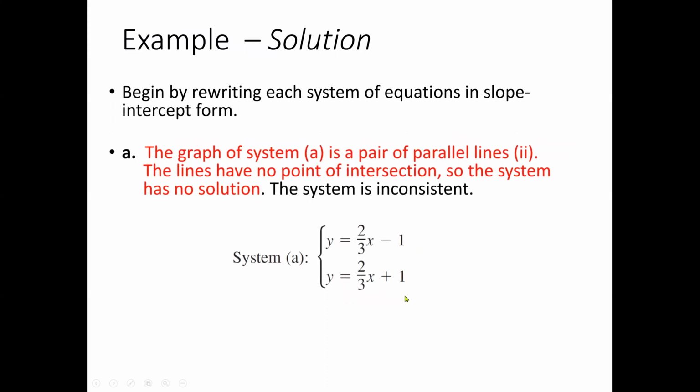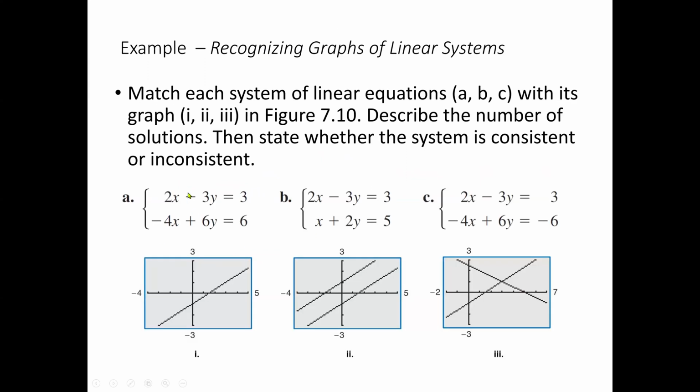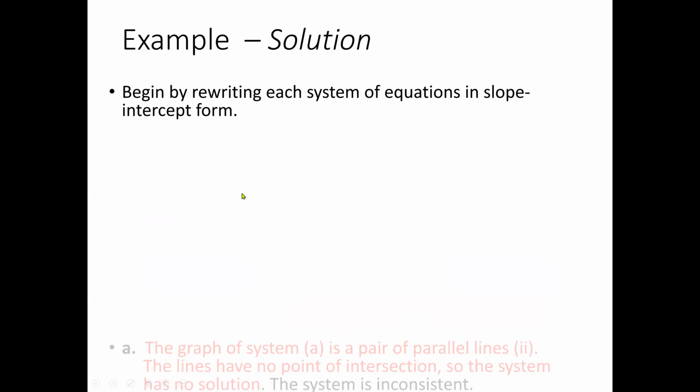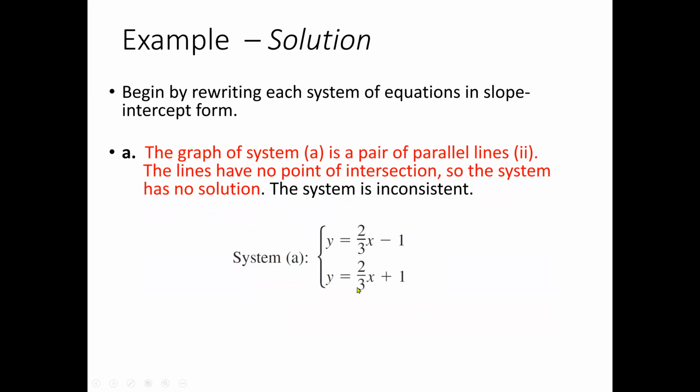So we take the first graph and let's go back. We can see our graph here. This is in general form, so we change both to slope-intercept form. This means we have to solve for the value of y for both of them. So find the first y value, then the second y value. We can see here the slopes are the same. So here we say the graph of system A is a pair of parallel lines. If the slopes are the same, then we have inconsistent. Remember, the lines will be parallel.